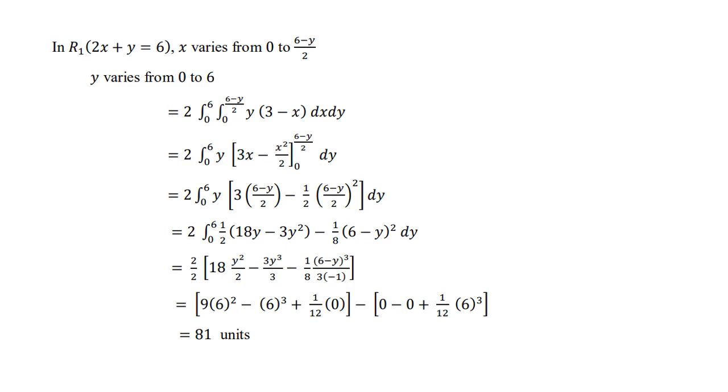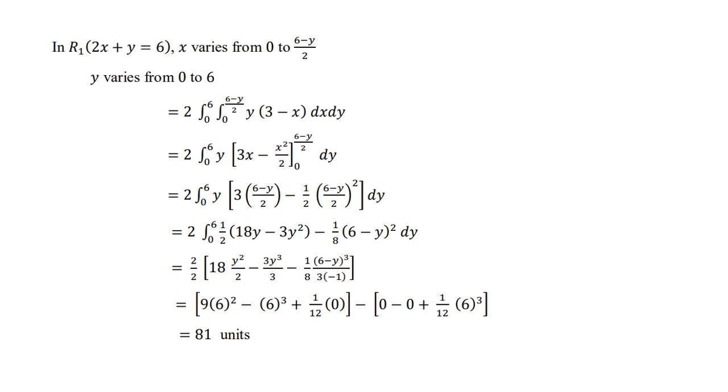So now we have to apply the upper and the lower limit in the place of x with a minus in between. Then we will be getting it as 2 into integral of 0 to 6 y into 3 into (6 minus y) divided by 2 minus 1 by 2 (6 minus y) by 2, y square by 2, the whole square dy.